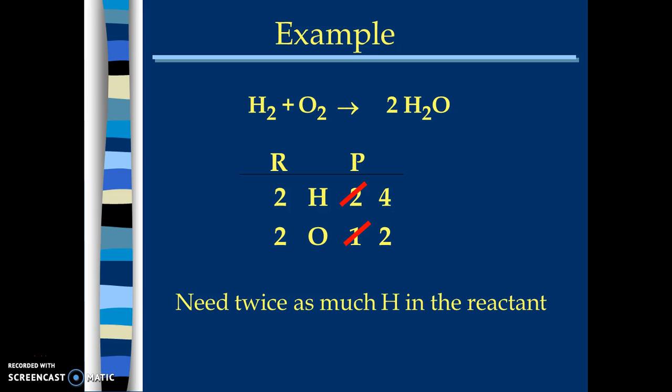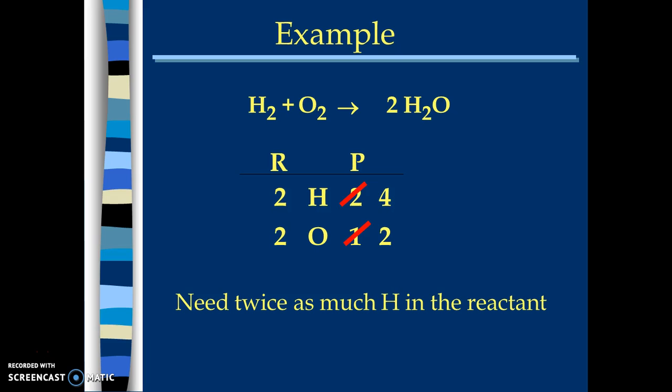So even though I balanced the oxygen, now my hydrogen's unbalanced, and that's okay because this is something where you're going to go back and forth between the reactant side and the product side. So you might balance one element and then another element's going to become unbalanced. That's all right. So we've got our oxygen balanced now with the 2, but now my hydrogen's unbalanced. I've got 4 hydrogens on the product side and only 2 on the reactant side.